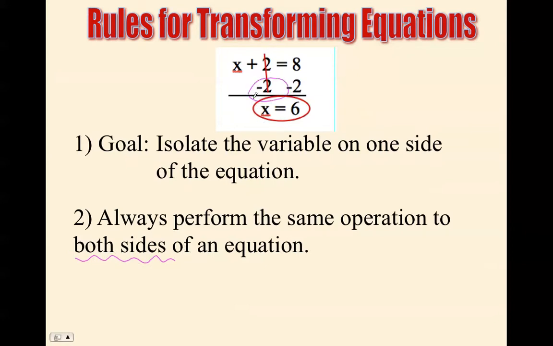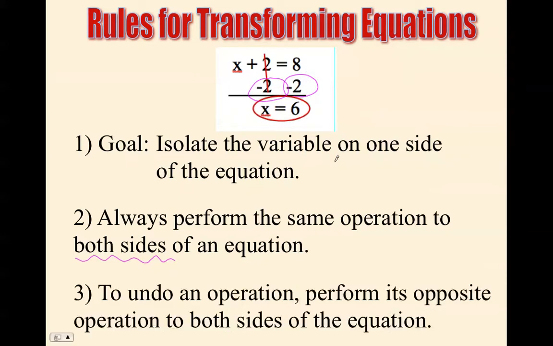And we did that here. We subtracted 2 from both sides of the equation. That is absolutely key. The third thing that you need to understand about transforming equations is that you will undo an operation by performing its opposite operation to both sides. So we undid this plus 2 by subtracting. We use the opposite operation. We got rid of the plus 2 by subtracting, and again to both sides of the equation. That is key. Make sure you do both sides of the equation. So please make sure that you write down these notes to refer to later on.